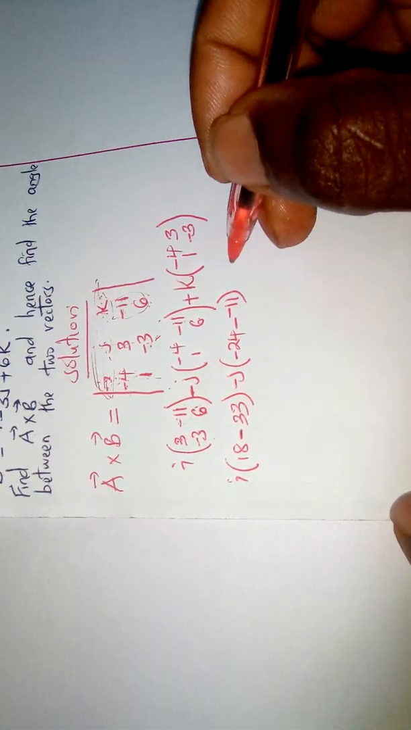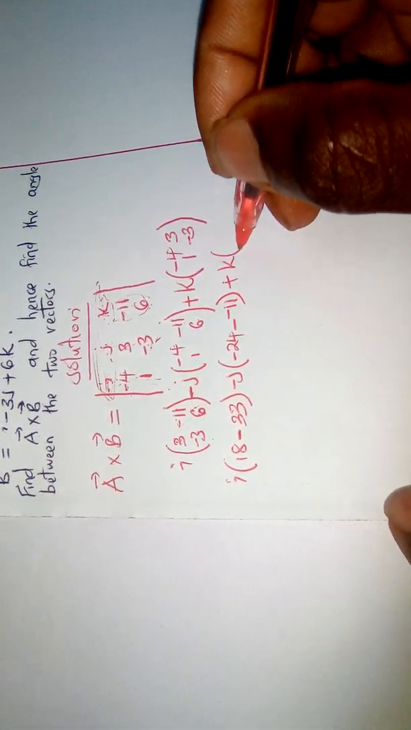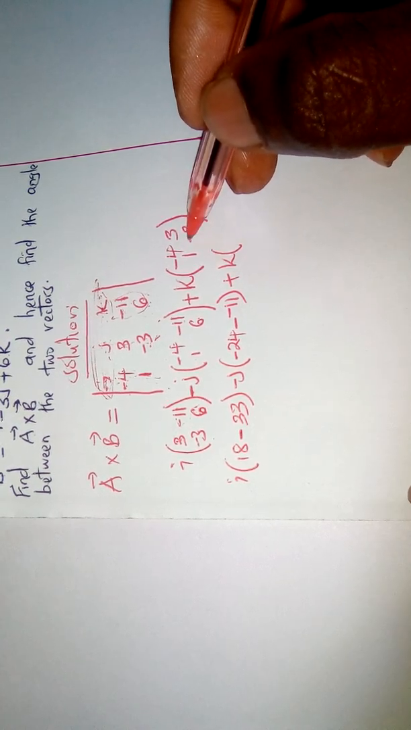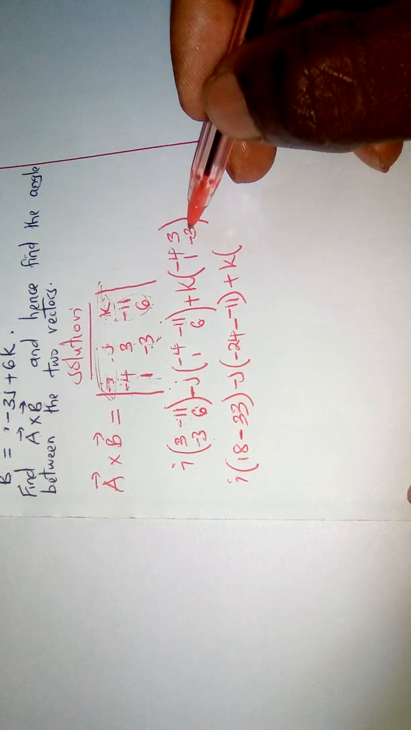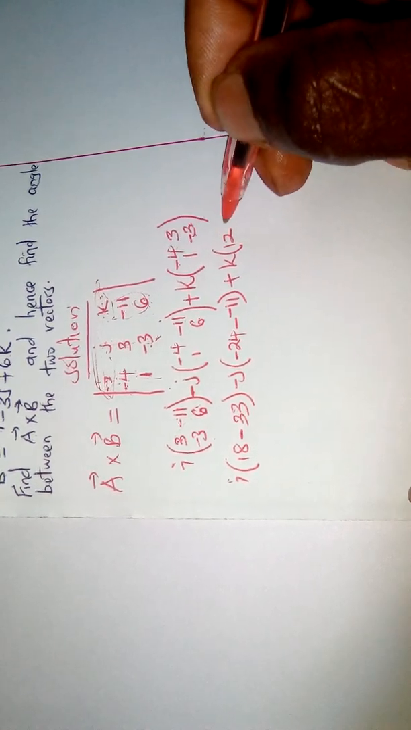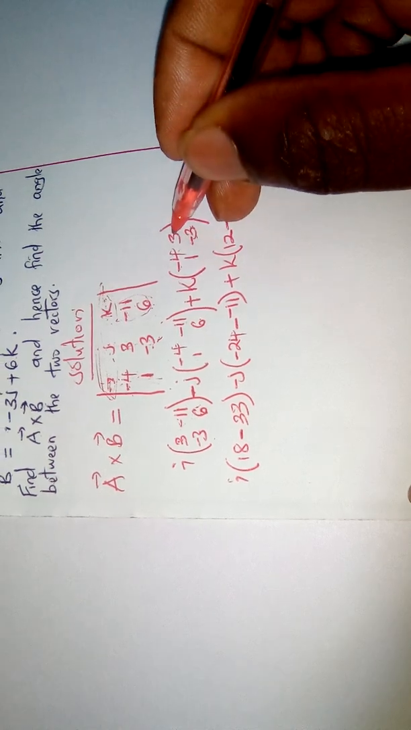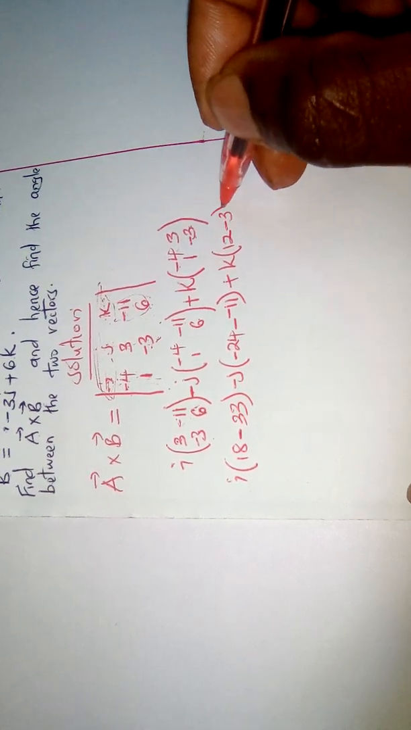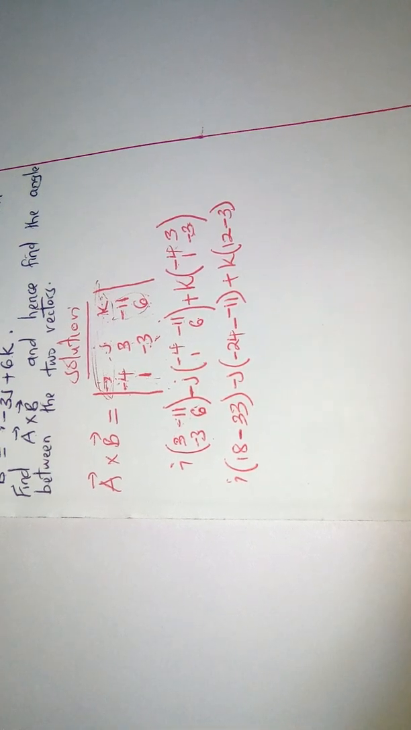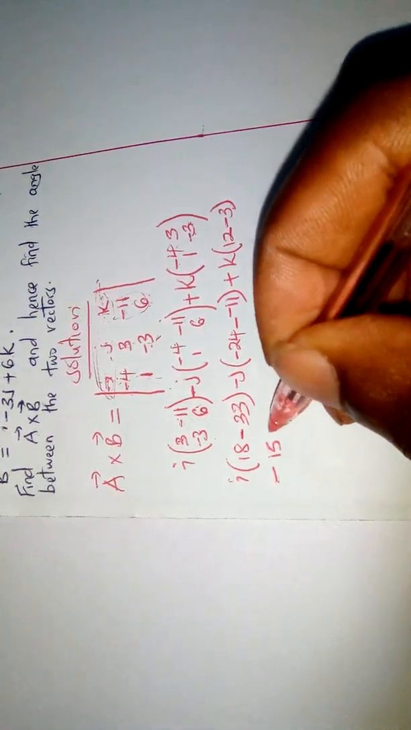Then you close the bracket that way, plus k into, so when you come here, the first diagonal is negative 4 by negative 3. So negative 4 by negative 3, you will end up getting 12, minus 1 by 3, that is 3. After that, you are supposed to work out the bracket by saying what is negative 18 minus 33. When you work it out, you get negative 15i.